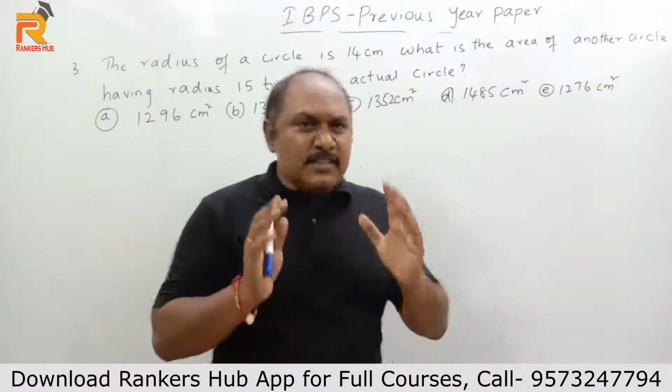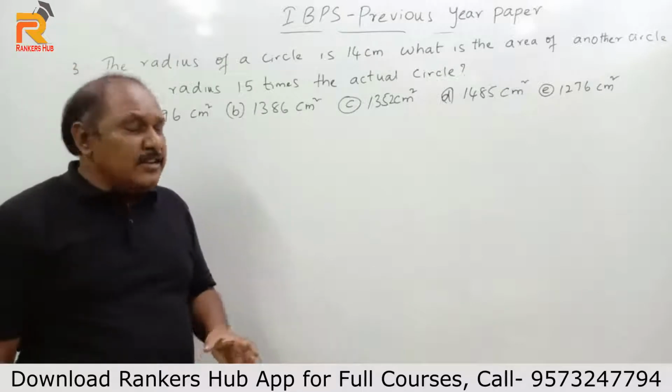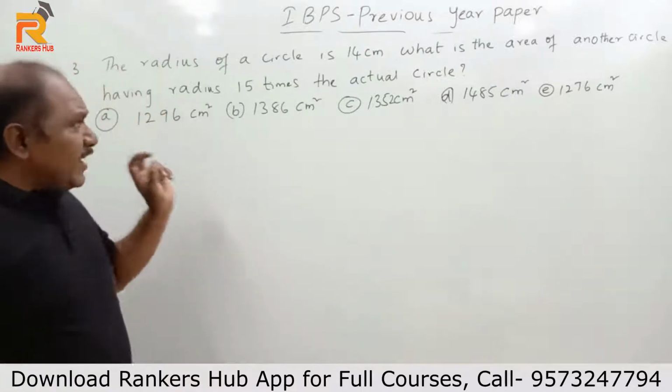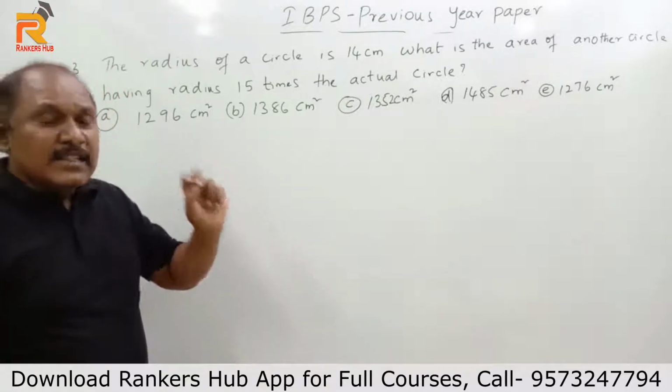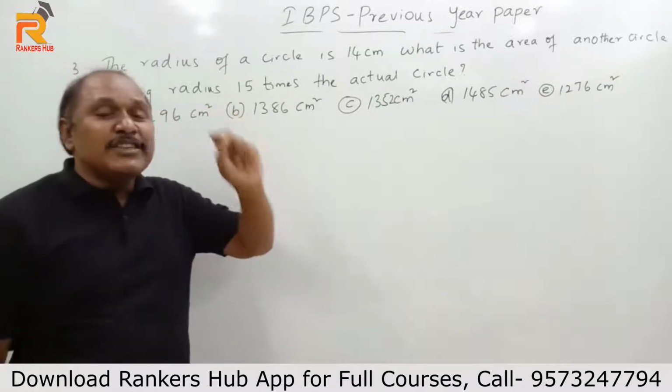Now let us see the third question. This question is also from a topic called mensuration, two-dimensional. That is a question from circles. Now the radius of a circle is 14 centimeters. What is the area of another circle having radius 1.5 times the actual circle?